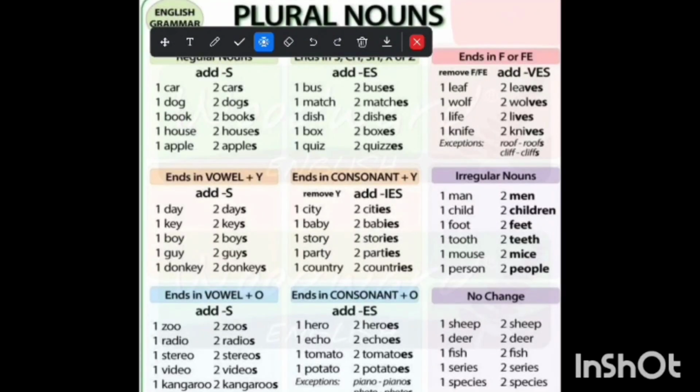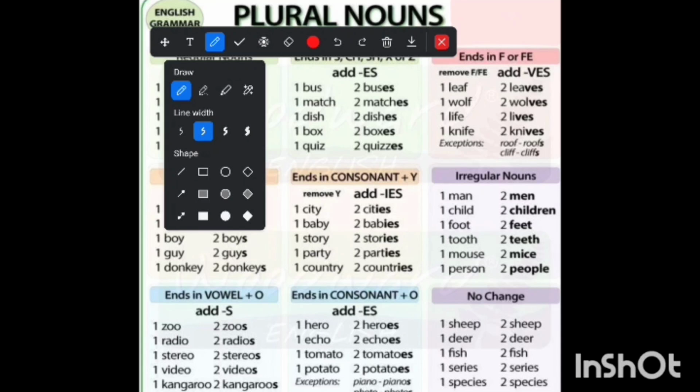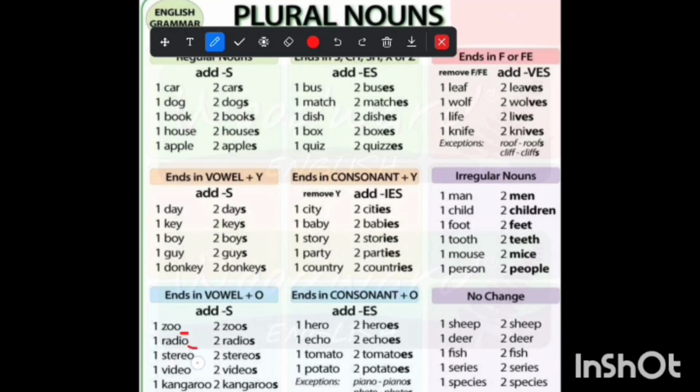Our next rule is the words ending with O. See here, all the words are ending with O. Can you see here? But it is having a vowel in front of that. Yes? If so, you have to add only S. But if the word ends with O, but you have a consonant before that, you have to add ES.